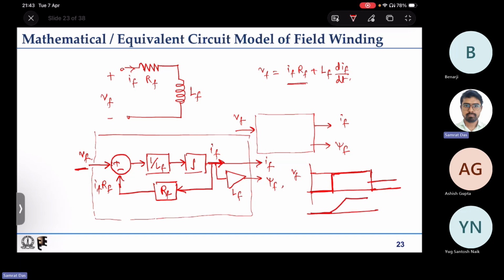But for all these cases, whatever input you give, this model can give you the output as the current. So if you want to model the field winding of your DC motor, this is how you have to do it.